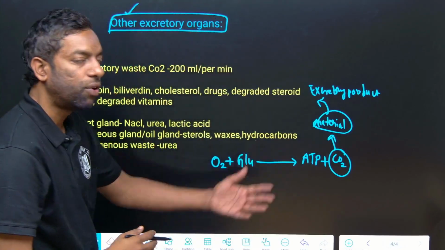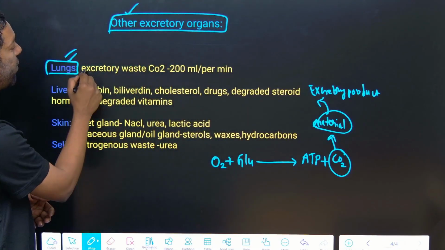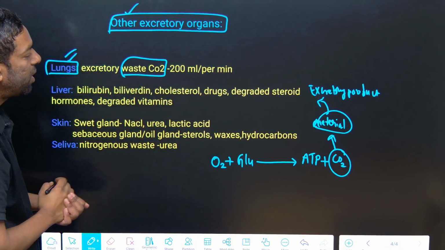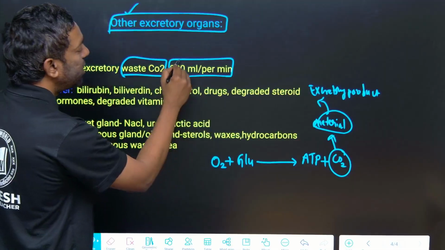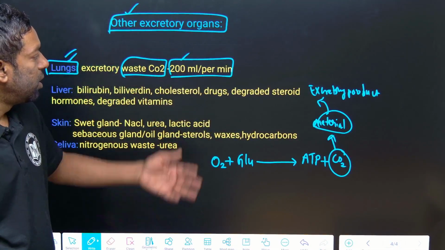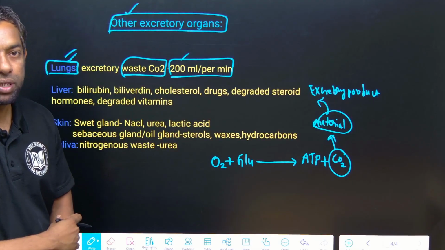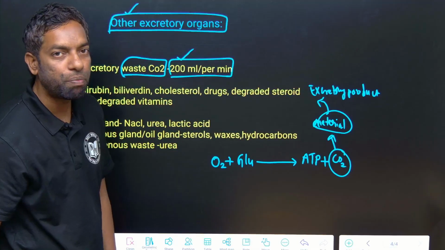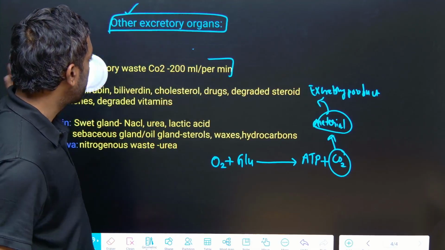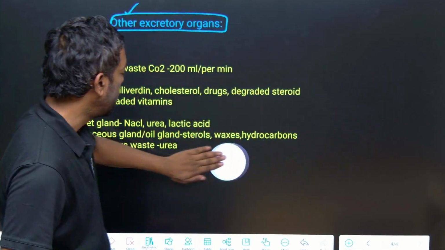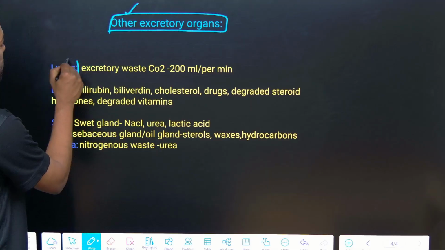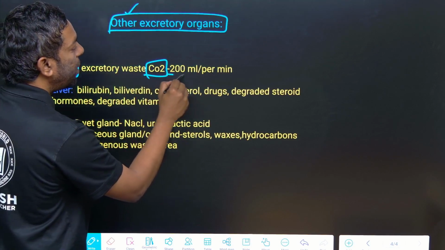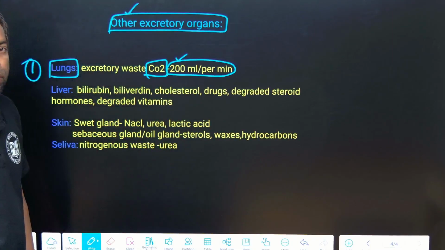Who can eliminate this CO2? The lungs. Lungs themselves excrete the waste CO2. This is the most important. Per minute, how much CO2 is produced? 200 ml of CO2 is produced per minute. So lungs are one of the excretory organs, which eliminate 200 ml CO2 per minute.